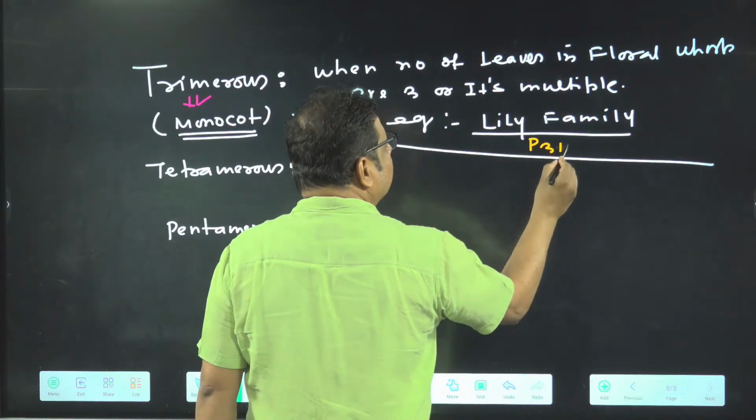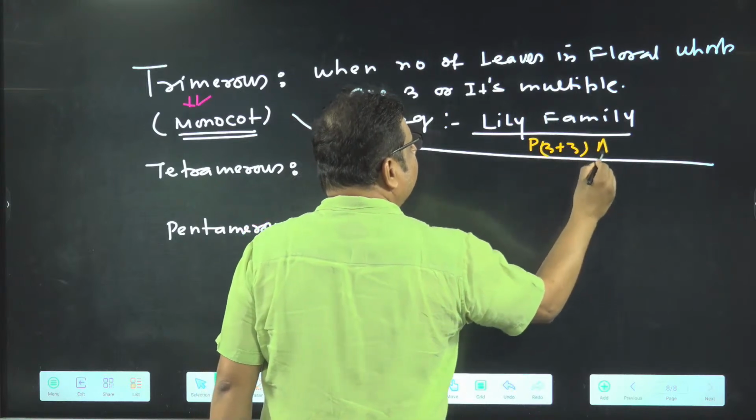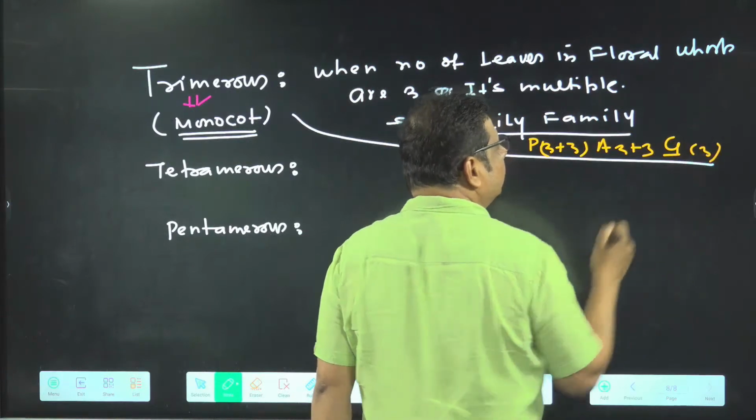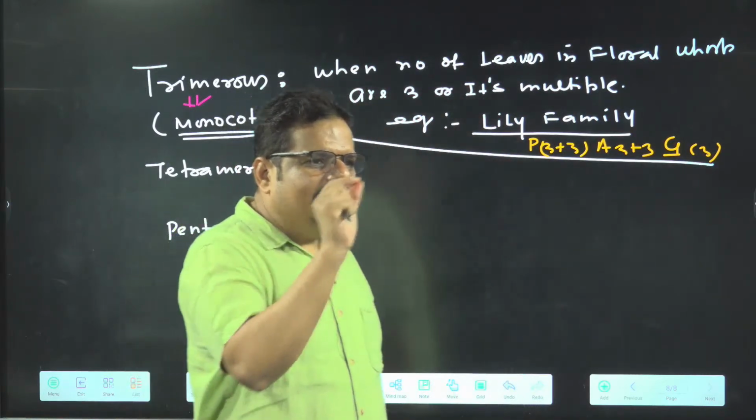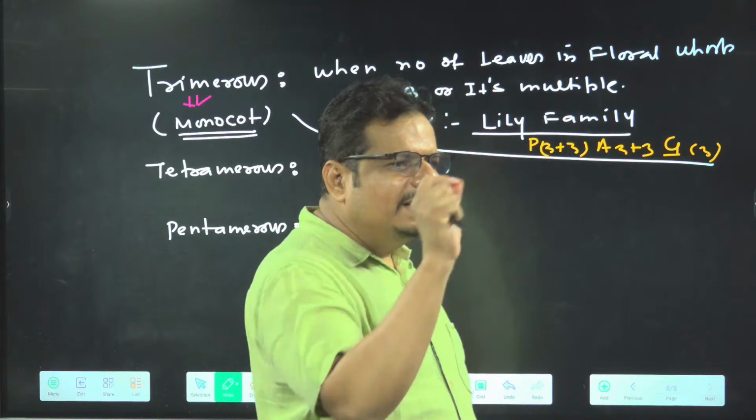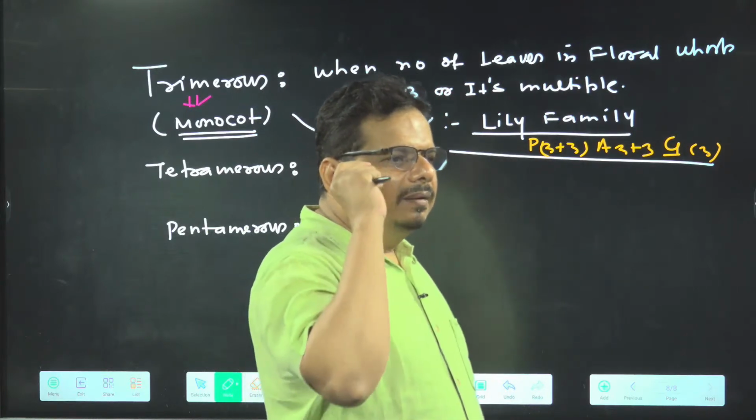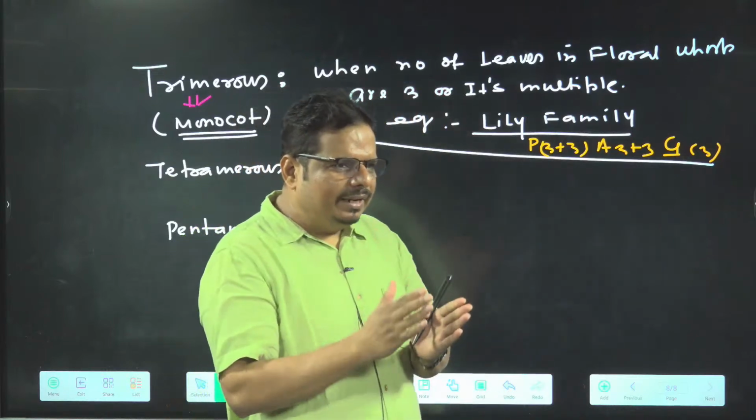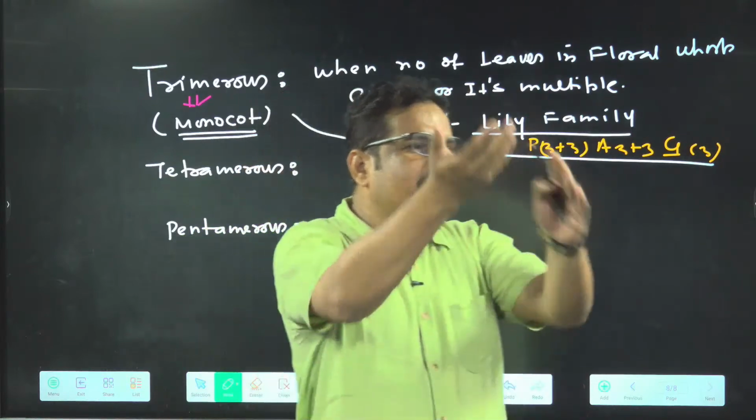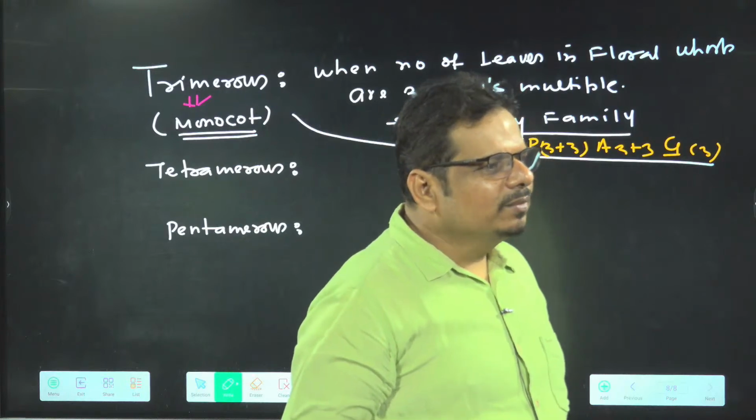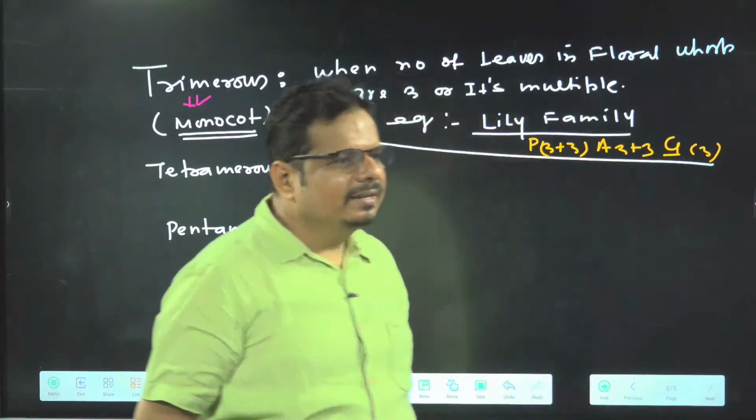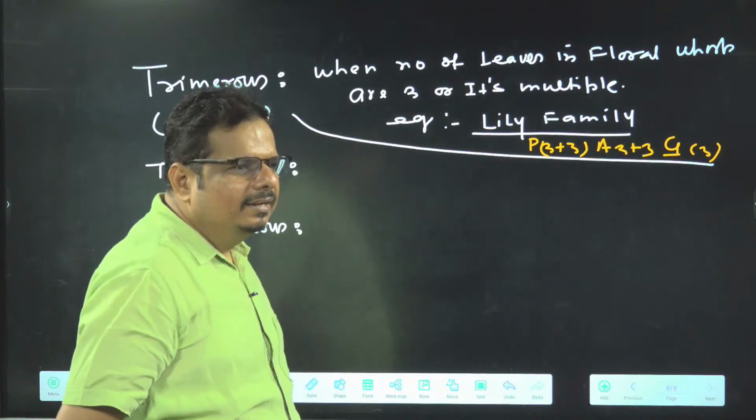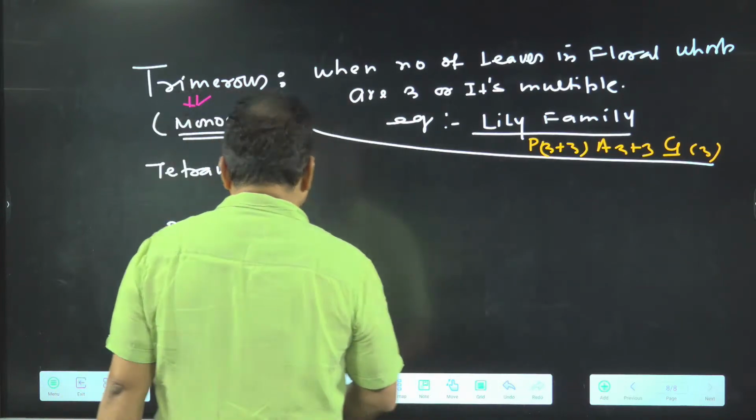P 3 plus 3. A 3 plus 3. G how much? 3. So perianth are 6. Stamens are 6. Carpels are how many? 3. So the number of floral leaves are either 3 or in multiples of 3. It is which one? Trimerus. Are you getting the idea? Understanding the idea? Is it clear? It's all right? Understood?